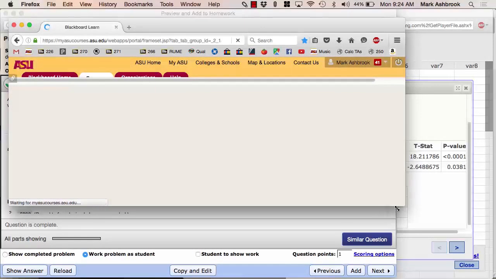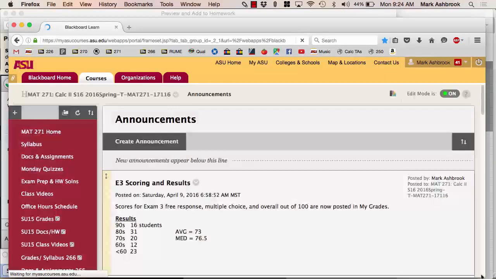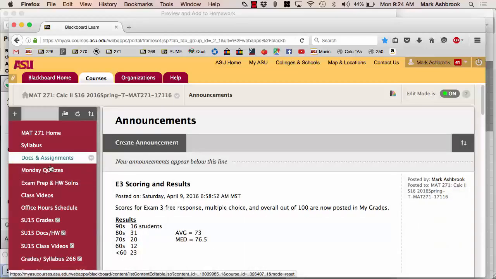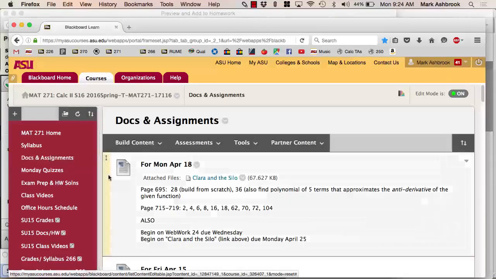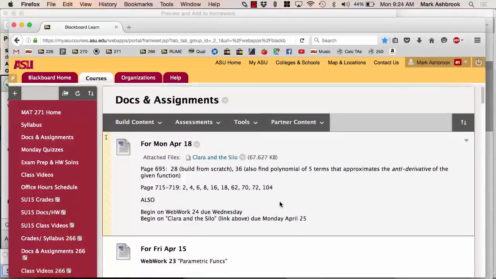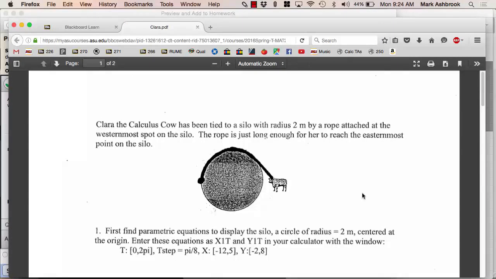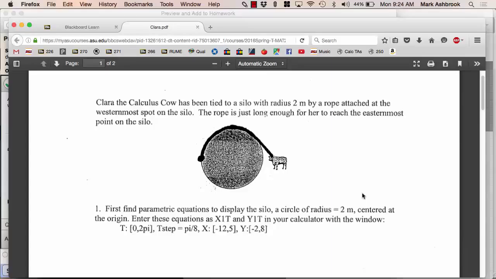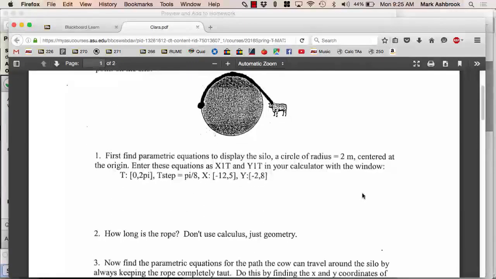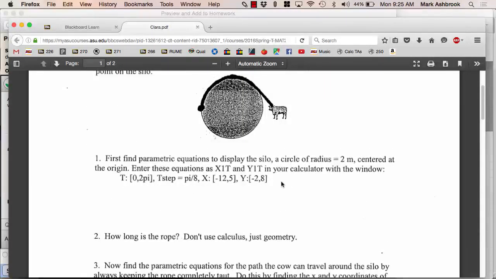So if you haven't looked at it already, let's open it up. So, Clara and the silo, due a week from today. All right, so there she is. Oh, and it's going to be really helpful if you have a standard TI. Most of you do. And you're going to use the parametric function on the TI.